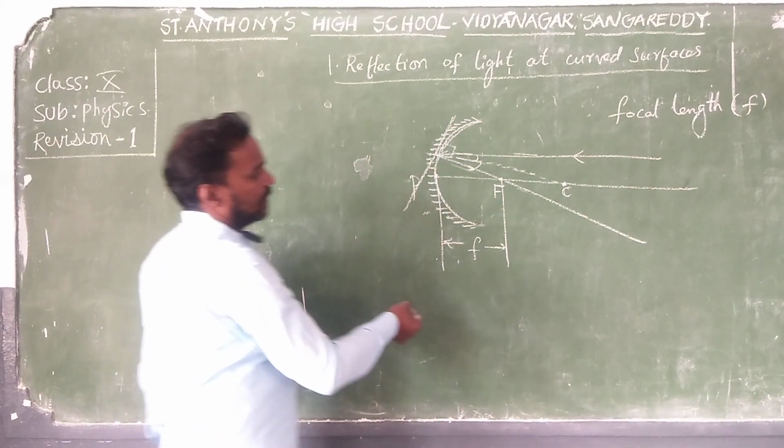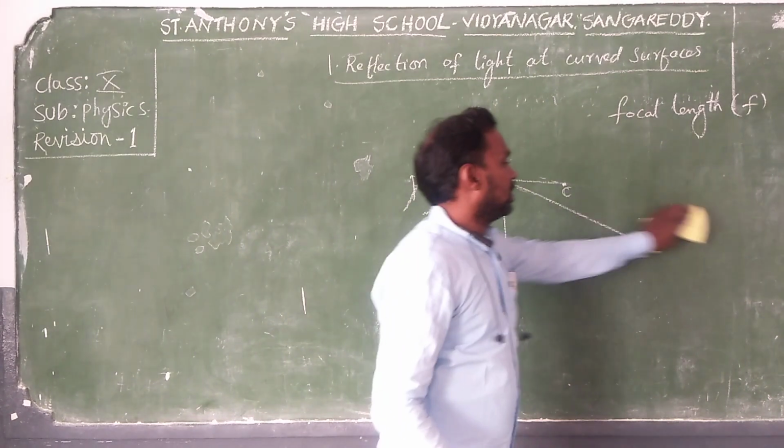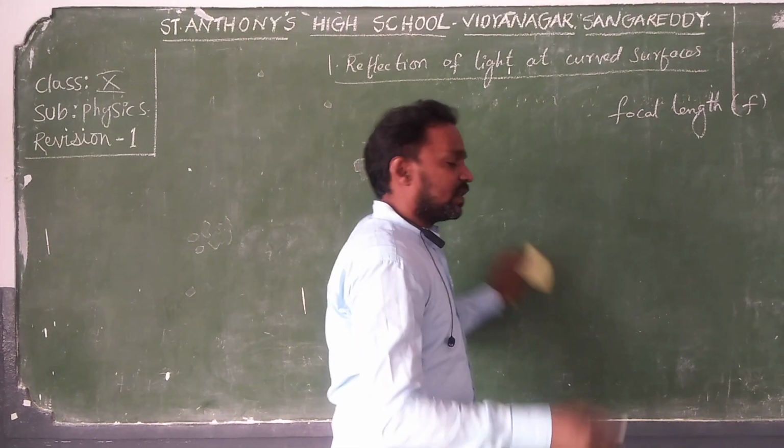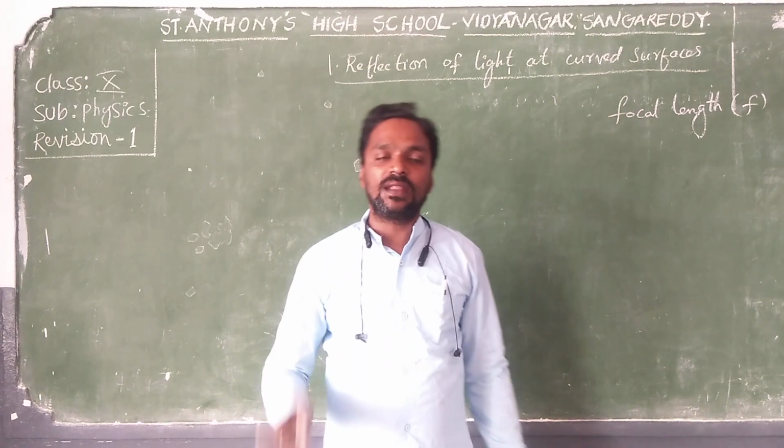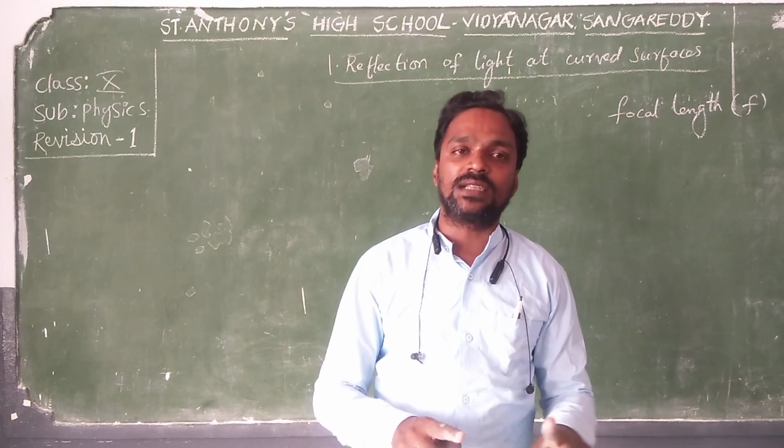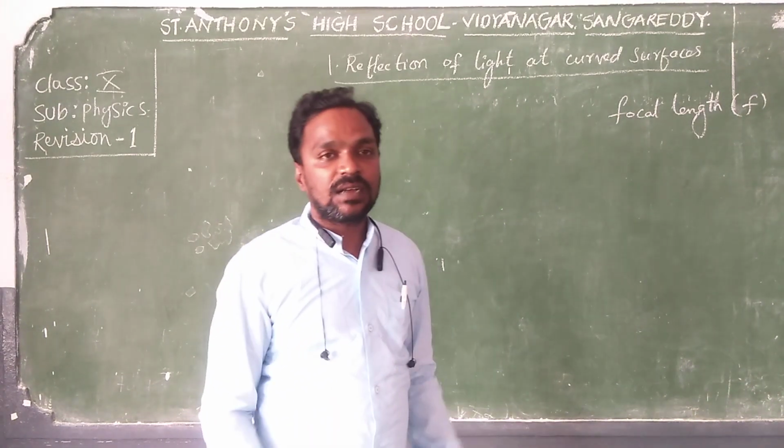Another mirror will be there, so I will draw another mirror for you. The first mirror is the spherical mirror. The first curved mirror is the concave mirror, also known as the converging mirror. Why is it called a converging mirror?